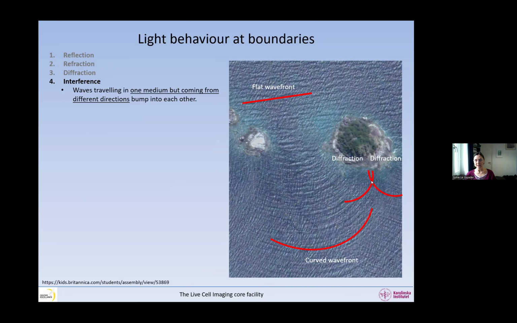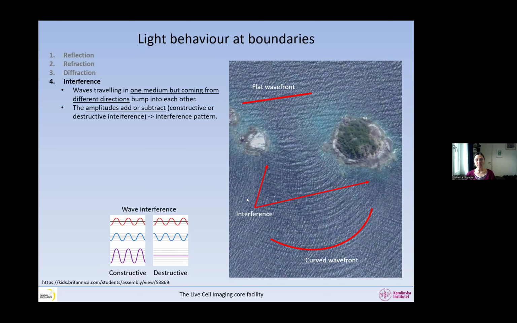But what happens here, where the curved waves are meeting, and what happens also here, because it's the same thing, we have a curved wavefront here and a curved wavefront here. This is interference. So what happens is that at this place, the waves bump into each other, and they are adding up or subtracting each other. So it's called wave interference, and it can be constructive, where the final wave is bigger than the other two.